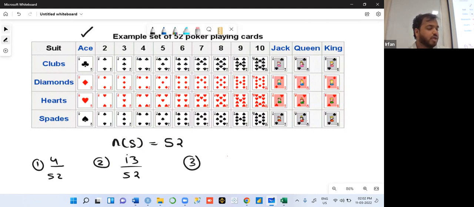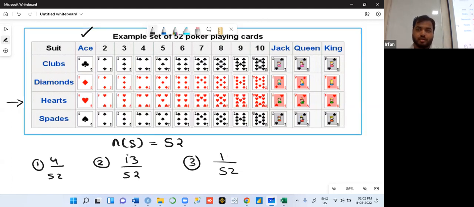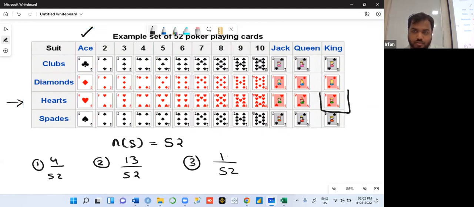Question number 3. King of hearts. How many hearts we have? 1. In 1, how many hearts? How many kings we have? 1 king. So 1 by 52. From the hearts, we need one king. So you pick up 1 king. This is your 1 king. Total how many we have? 52. You have a total sample space, no?